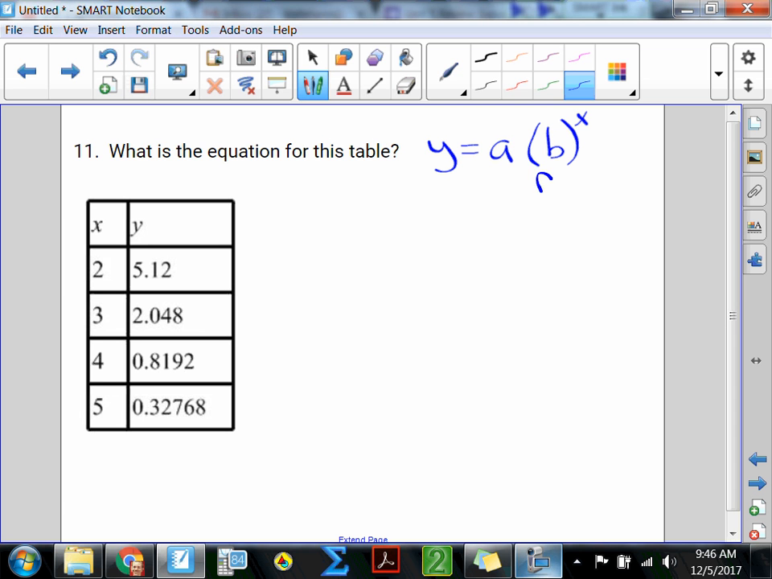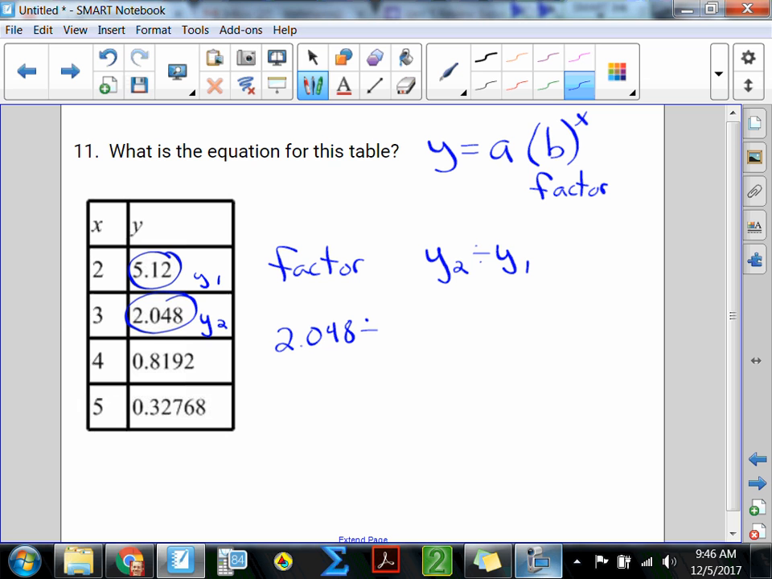b is the factor. We can find the factor from an exponential table by doing y2 divided by y1. y2 means any value. Let's take the second y value, and then y1 would be the value above it. So I could do those two values. I could say 2.048 divided by 5.12 to get my factor.